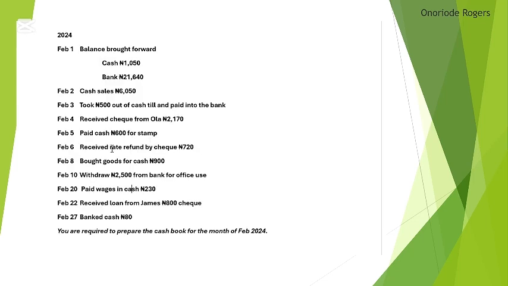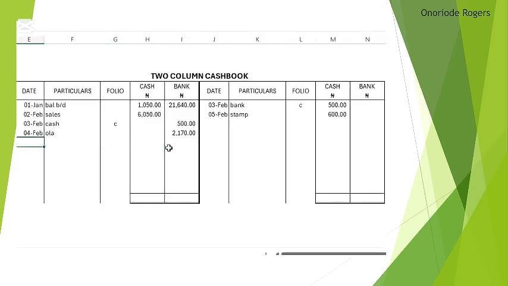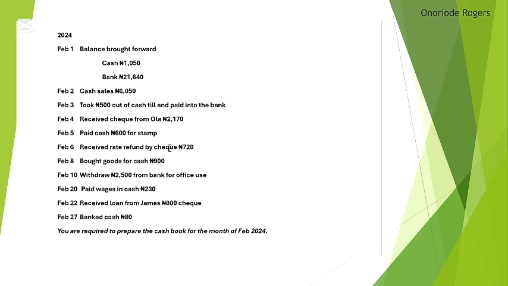So on the 6th, we received a rate refund by check. We paid rates before for water, but now they refunded the money back to us. It came in through the bank. So February 6th, we have a rate refund. How much was that? It came to the bank, 720.